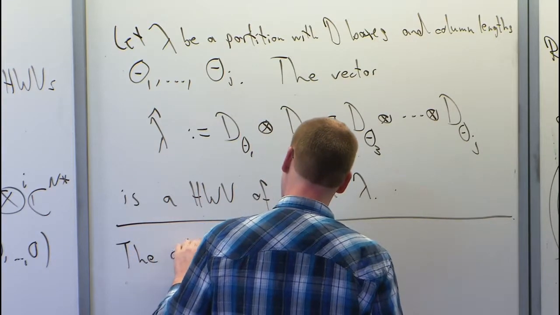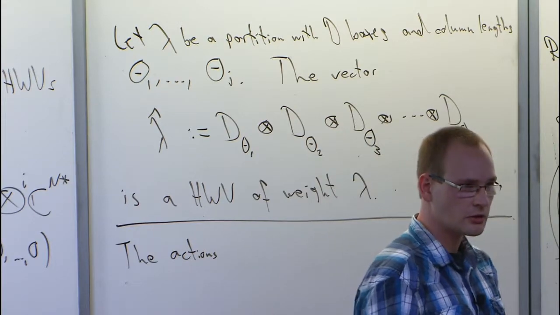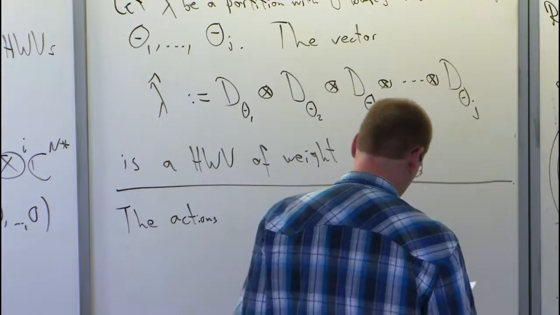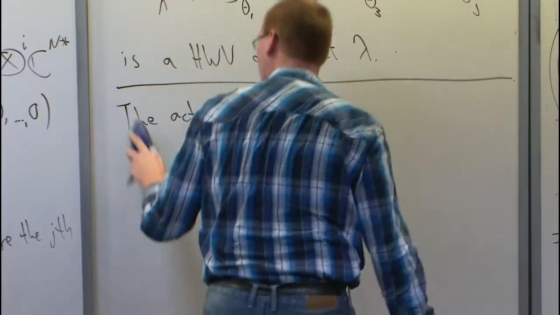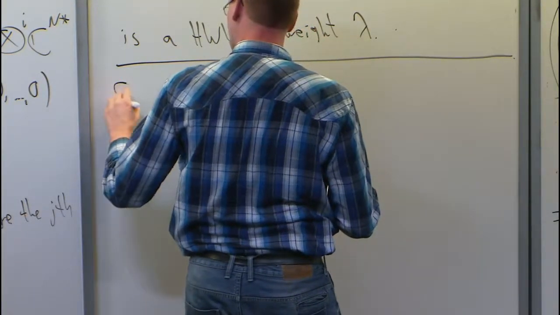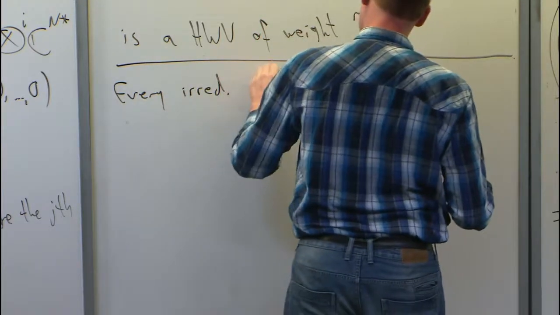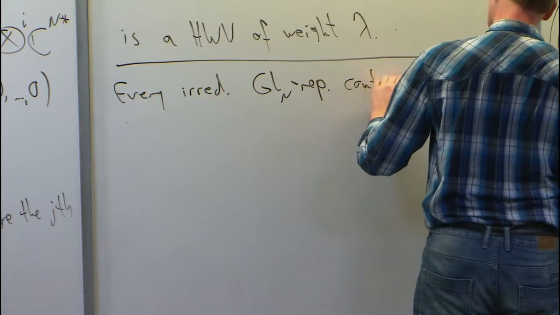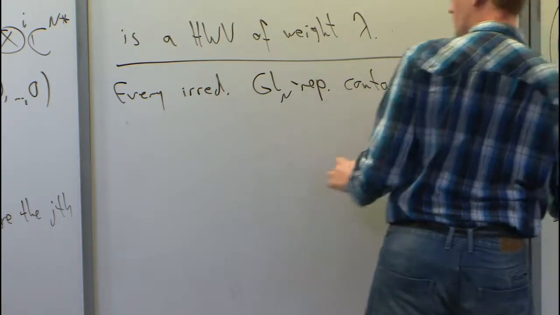This does not correspond to a reducible representation, right? It will correspond to irreducible representations. Let me say that actually. Every irreducible GLN representation contains, up to scale, of course, exactly one highest weight vector.